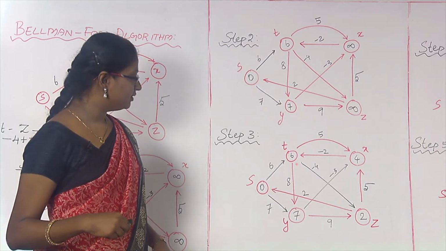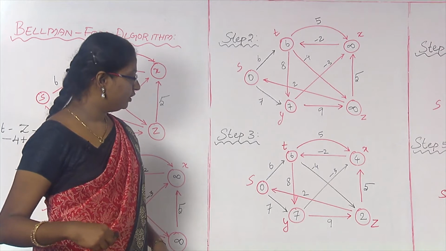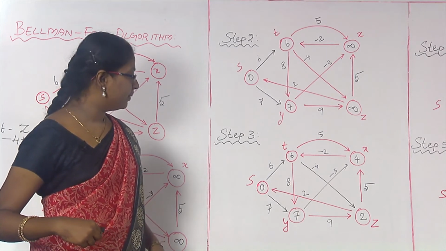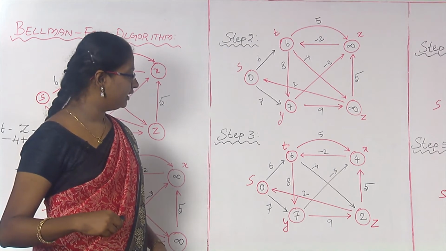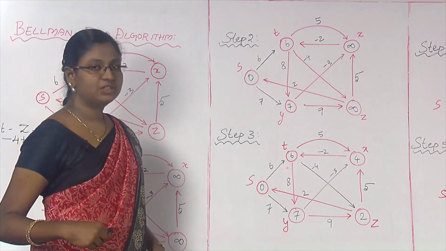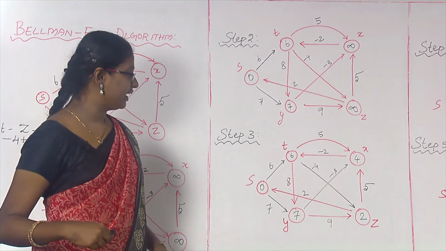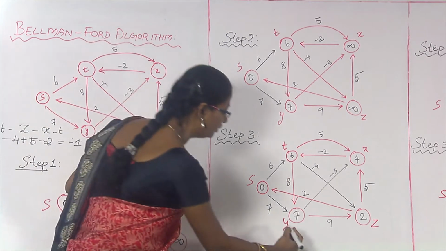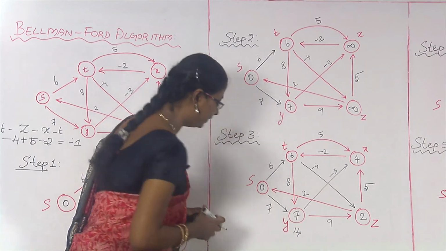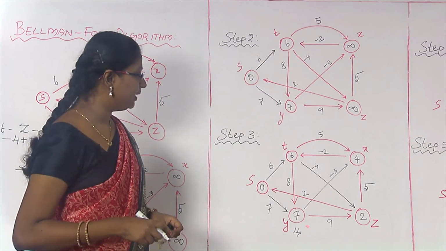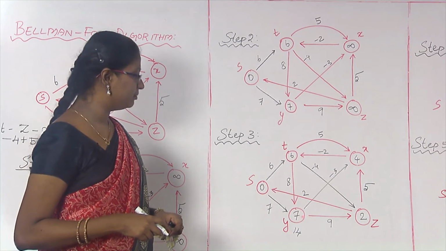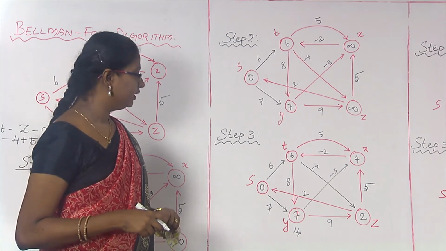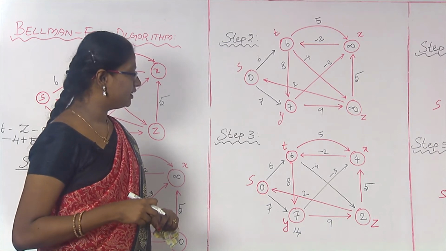So, consider first this arc T to Y. The weight of the arc is 8. So, if we consider the path from S to T, T to Y, the actual distance will be 6 plus 8. So, 6 plus 8 is 14. If we put that 14 here and consider the minimum distance, we already have 7. So, the minimum is 7. So, we are not going to write this 14. 7 is enough here, and we neglect this arc and consider another arc.